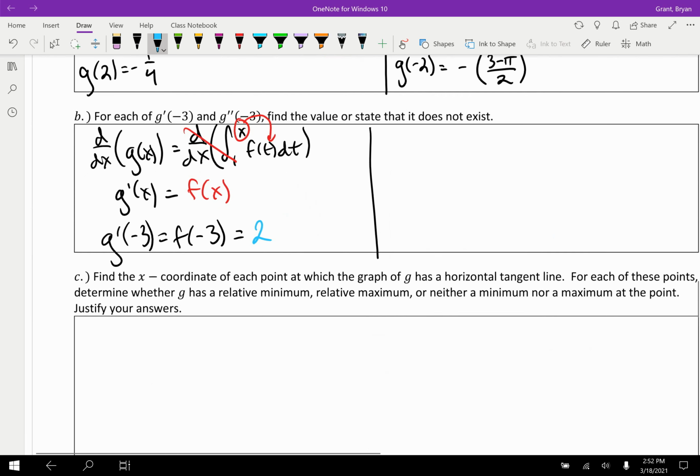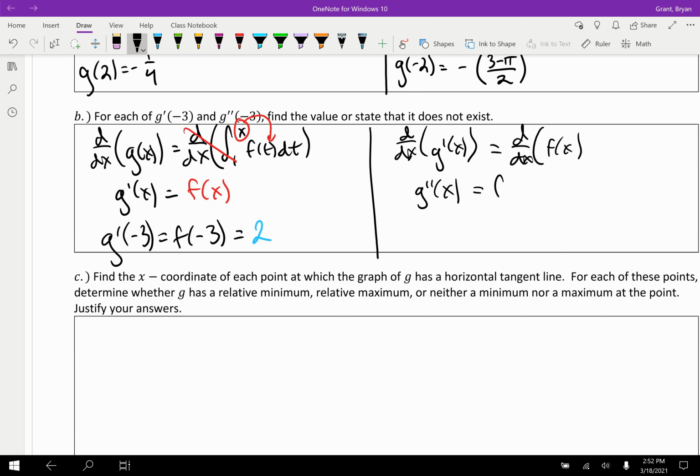Let's look at the second. The second one asks us for g double prime of negative 3. You could go through those same steps, right? d dx of g prime will find us g double prime. Okay, so we have g double prime of x is equal to f prime of x. Always good to find those equations first. Oftentimes you get points for finding those equations, and if you don't find them, you don't get the points. And then we find g double prime of negative 3, which is f prime of negative 3.